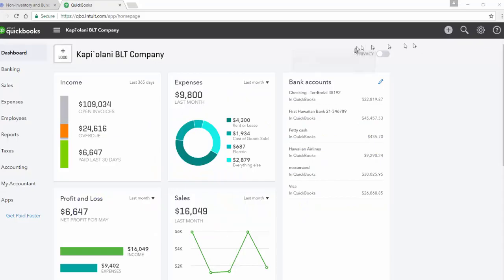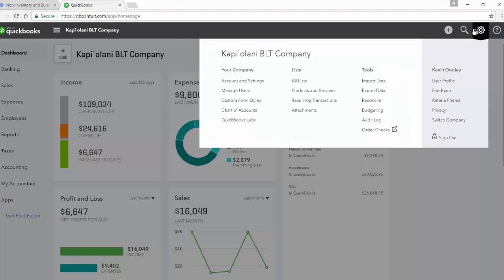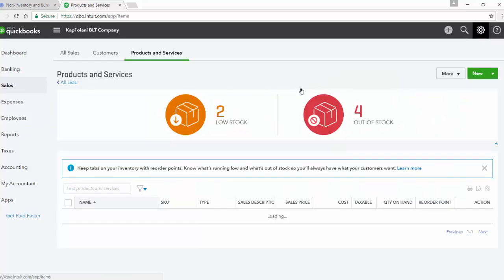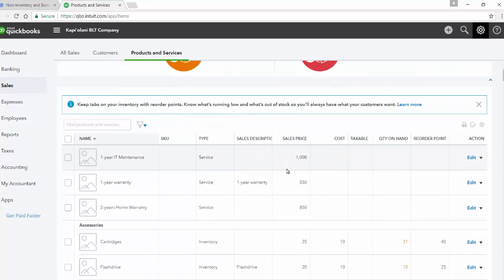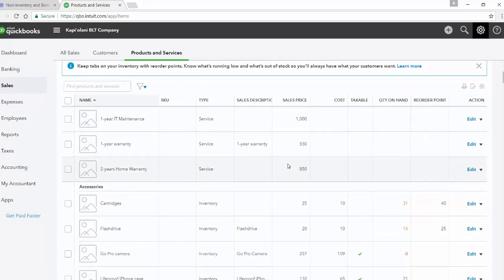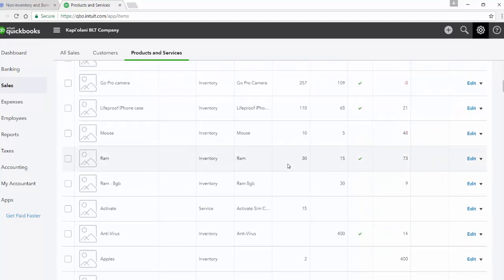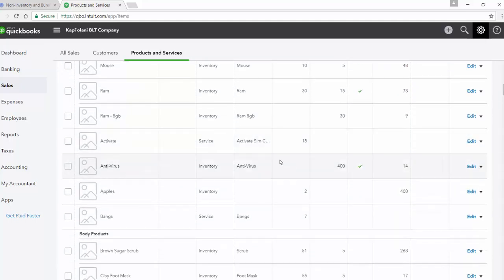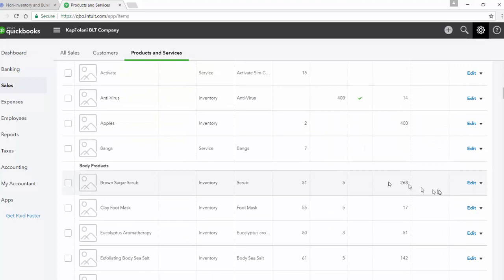So let's take a look at products and services inside QuickBooks. Products and services you get from the gear over here. You can see several items here. Accessory services, inventory items. If we take a look at this item here, brown sugar clay foot mask, let's look at that.